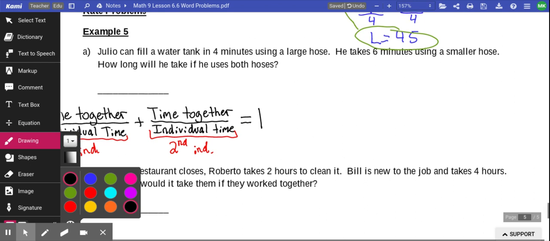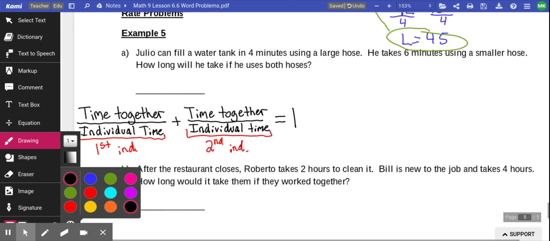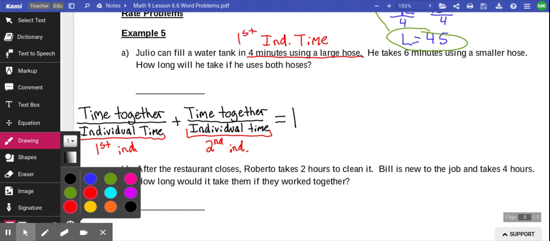The way that works in a question like this, it says Julio can fill a water tank in 4 minutes using a large hose. Okay, 4 minutes using a large hose, that's an individual time. That's my first individual time. He takes 6 minutes using a smaller hose. That's my second individual time. How long will he take if he uses both hoses? That's my time together. If we don't know it, because it said how long, we call it X.